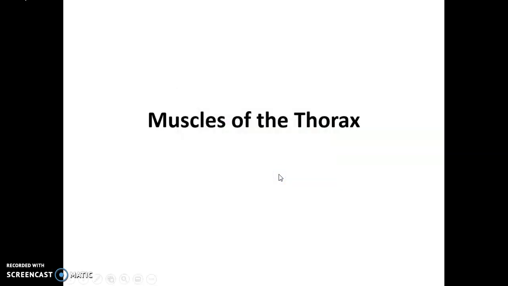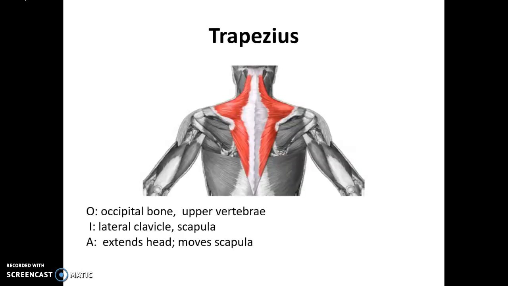Alright class, so today we are looking at the muscles of the thorax, and we are looking at the posterior superficial muscle. We will look at trapezius. Again, trapezius is the posterior very superficial muscle.